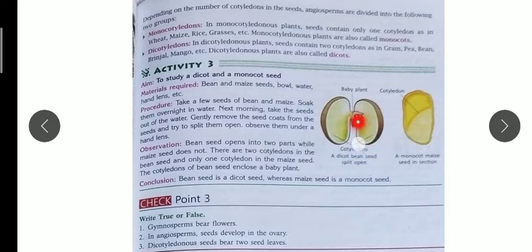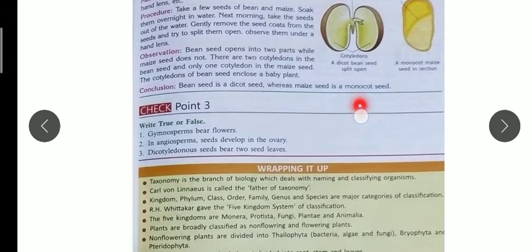You can see this whitish part here, in the maize also and rice also. You can easily see the cotyledons with the help of a hand lens, and tell whether the seed is monocot or dicot. When we look under the lens, we can easily see that the bean seed is dicotyledon and maize is a monocot seed. So this is all about it.